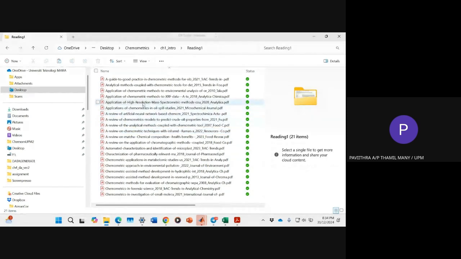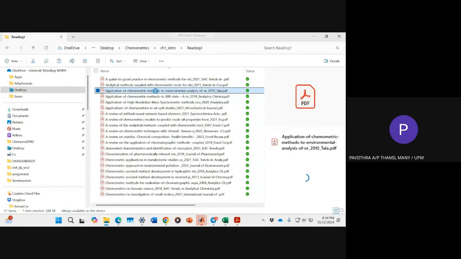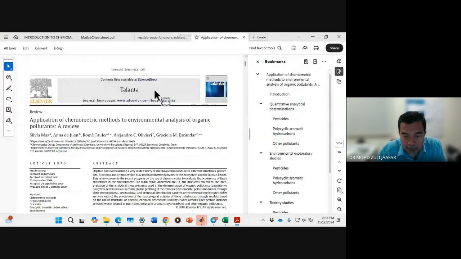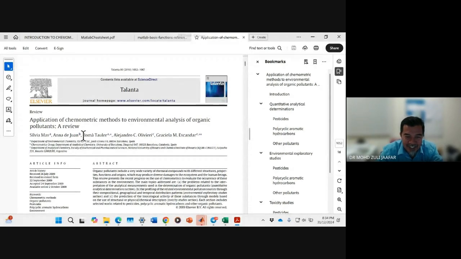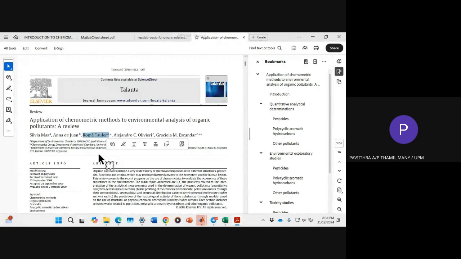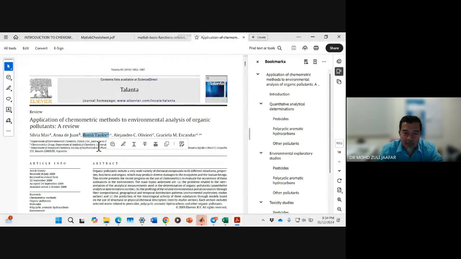I took the application of chemometric methods on environmental analysis. This one, the third one. Okay, I open it. Good paper, this one is quite good. You know who this guy is? Roma Toller. No, he is the chief editor of the Journal of Chemometrics and Intelligent Laboratory Systems, one of the important journals in chemometrics. We can Google his name, Roma Toller.